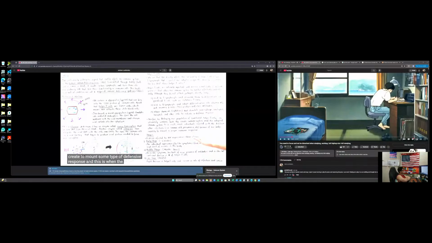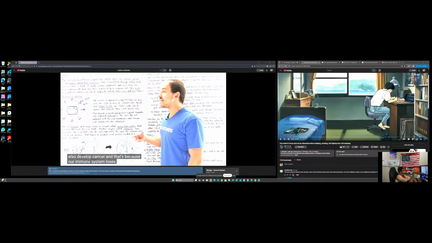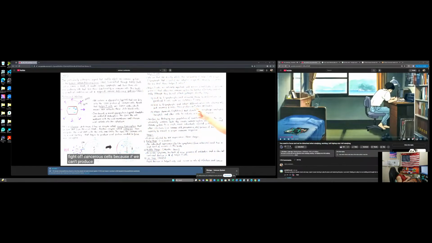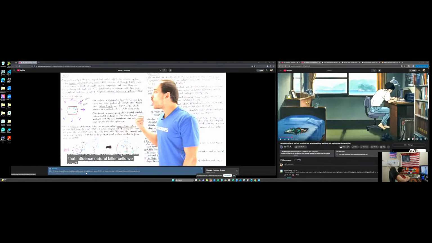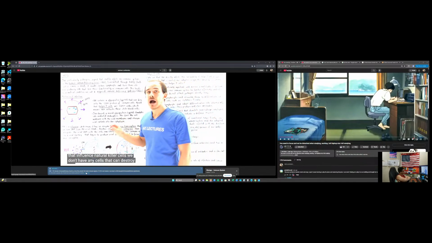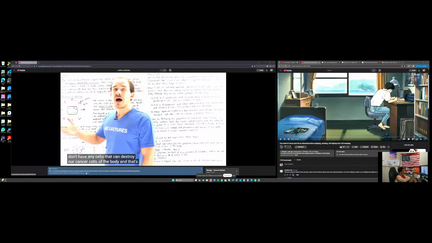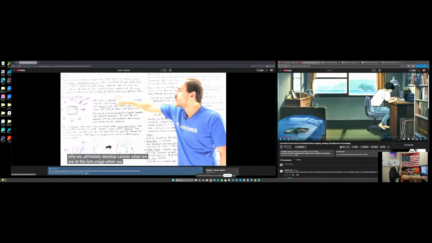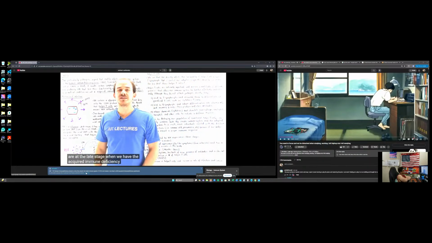And this is when the person can also develop cancer, and that's because our immune system loses its ability to fight off cancerous cells. Because if we can't produce cytotoxic T cells, and if we can't release cytokines that influence natural killer cells, we don't have any cells that can destroy the cancer cells of the body, and that's why we ultimately develop cancer at the late stage, when we have acquired immune deficiency syndrome.